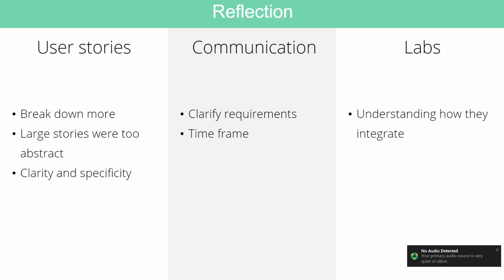Breaking down the user stories even more would have made each task more specific and clear. Large user stories left a lot of ambiguity and abstraction, which created a lot of difficulty in determining what had to be done. Our communication with the client should have happened more frequently. This would allow us to clarify the requirements more and provide more ample time to do the implementation as specified. Taking more time understanding how the different labs and their concepts come together in terms of a full application also would have helped us.